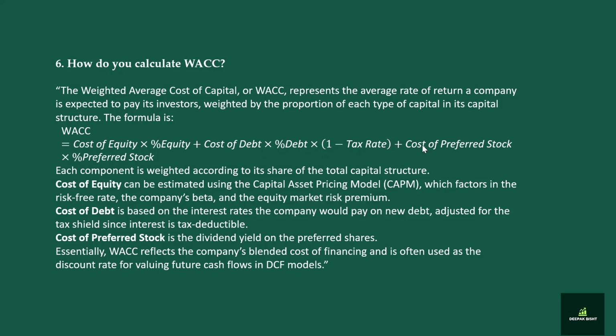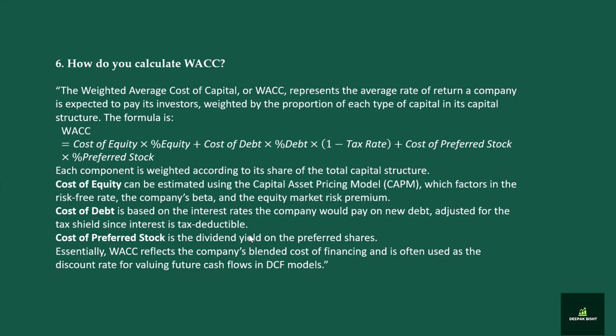We usually estimate this by looking at yields on comparable debt or the company's current borrowing cost. And the cost of preferred stock is the return required by preferred shareholders, typically calculated as preferred dividend divided by the net issuing price of the preferred stock. That's the dividend yield on a preferred stock.